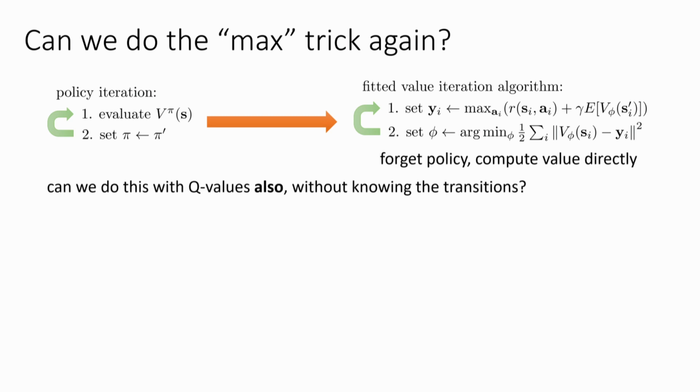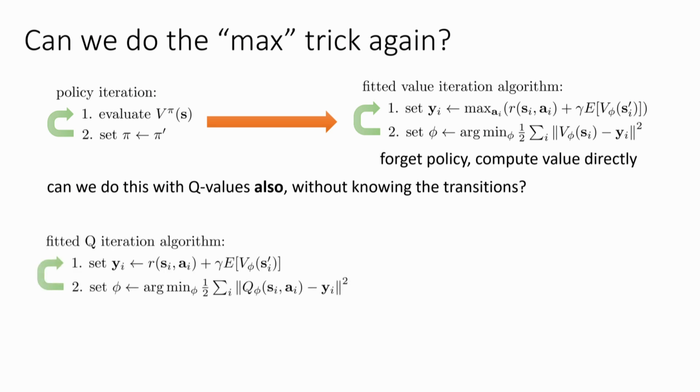So now, let's go to our Q function version of policy iteration and do the same thing. Can we do this with Q values also, and this time can we do it without knowing the transitions? This is our fitted Q iteration algorithm. In it, we've transformed the policy iteration with Q into a fitted value function fitting method, only now we're fitting Q functions instead of value functions, which means that we don't need the max when we evaluate the y's. Right?